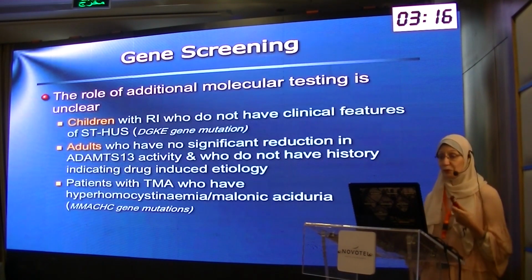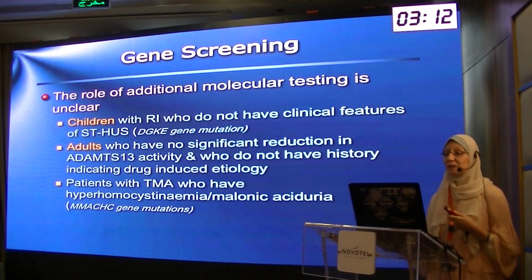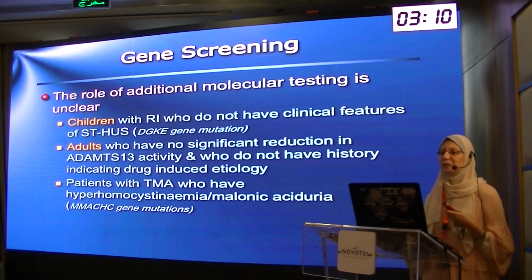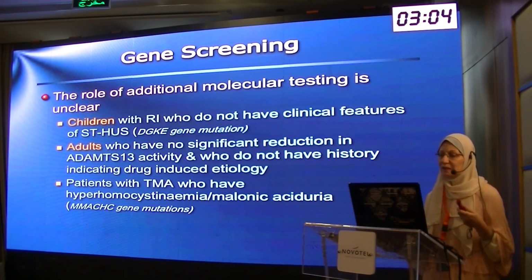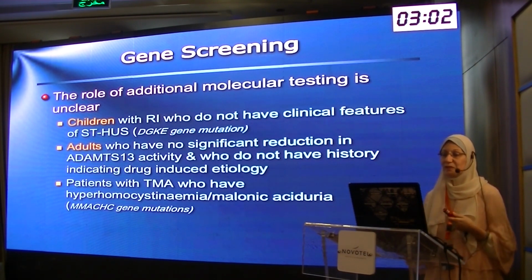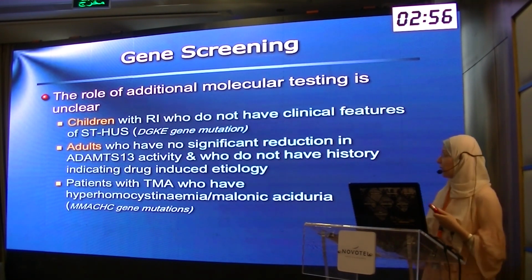Do you go for gene screening? Actually, the role is not clear. Again, for those children with no Shiga toxin HS and adults who have no significant reduction in ADAMTS13 and have no other indication, like a positive drug history, it can be done, and in patients with TMA who have hyperhomocysteinemia or methylmalonic aciduria.